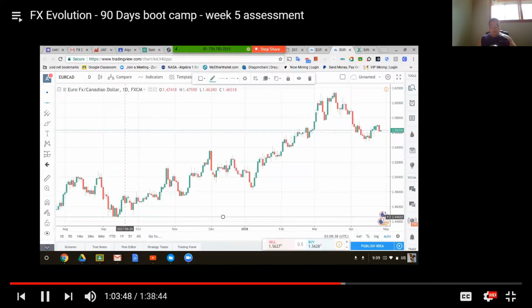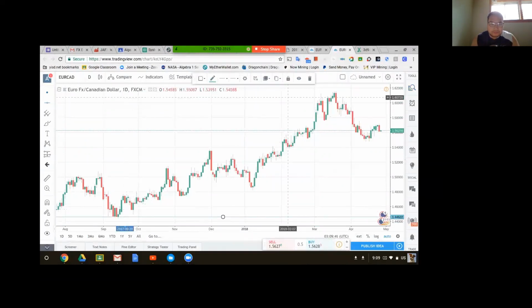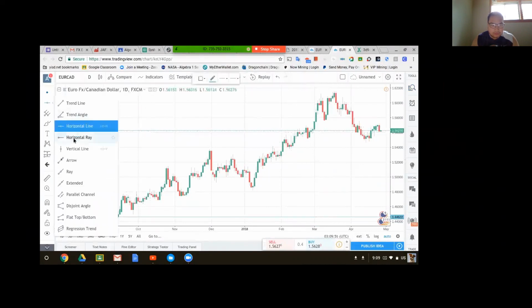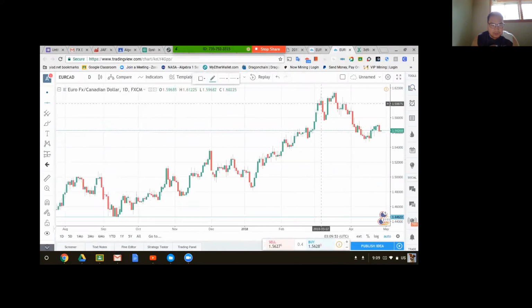Can I change the color, or is that fine? That's fine. Okay. But I have to do it again. Awesome. Draw a trend line on your daily.